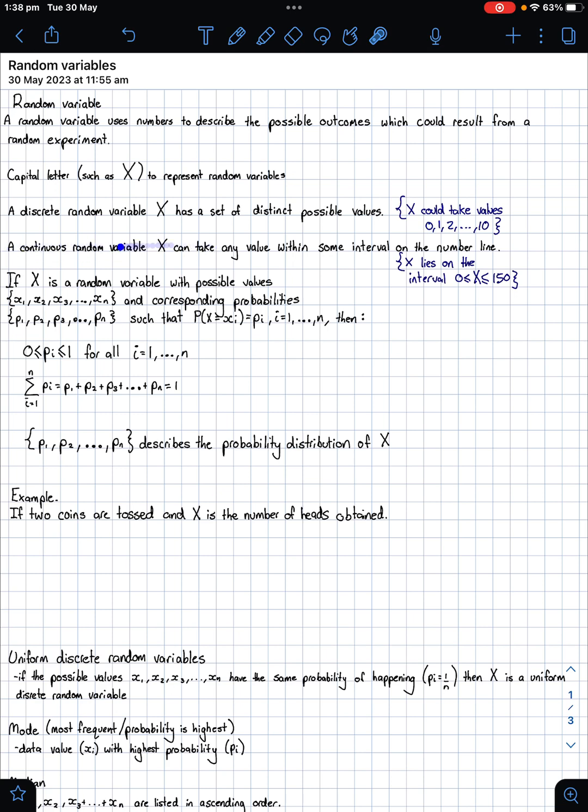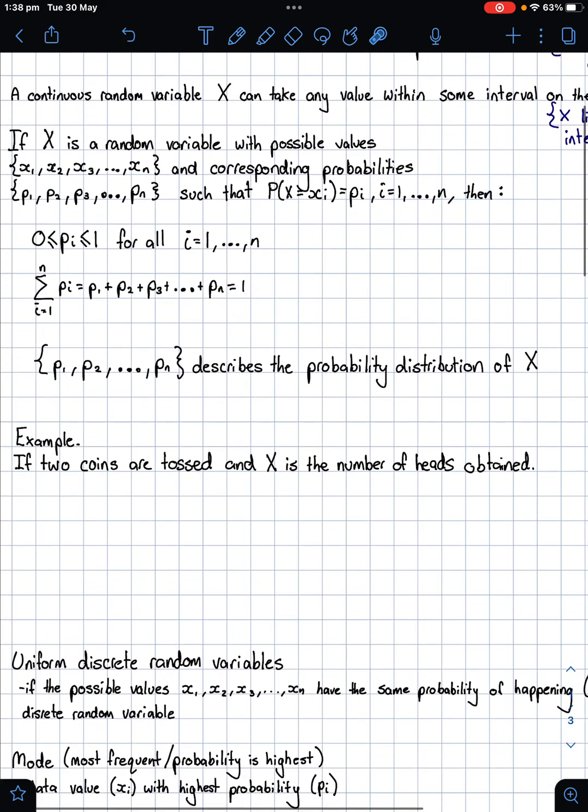Now, our next topic is continuous random variables, which can take values on an interval. We will look at that more later. But now into discrete random variables.